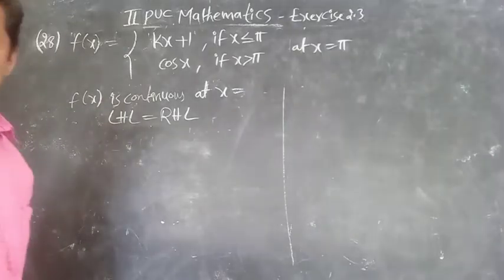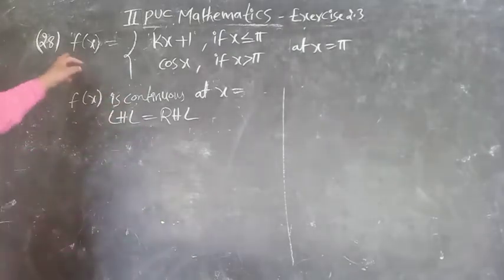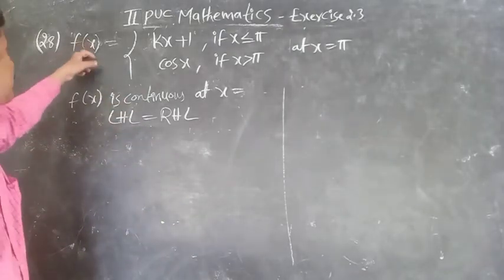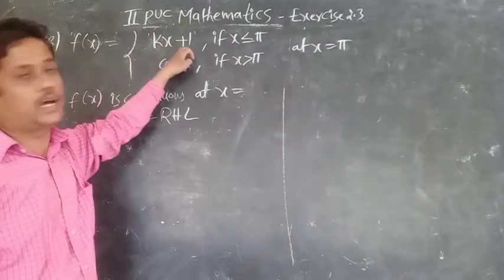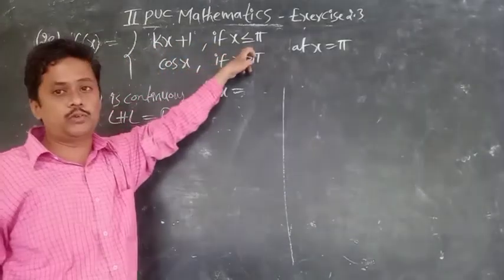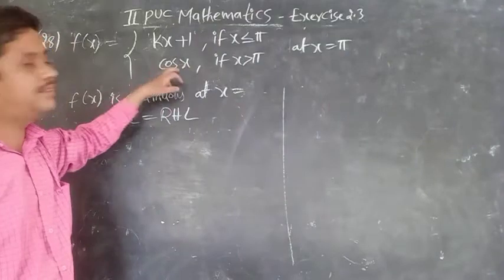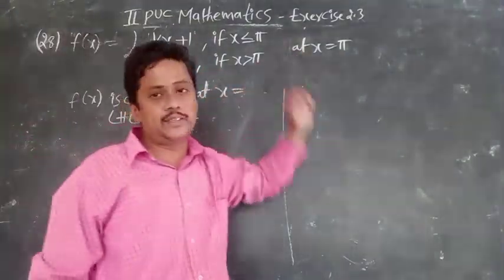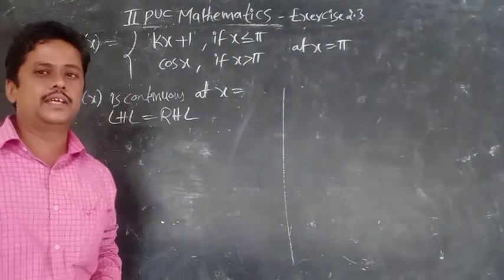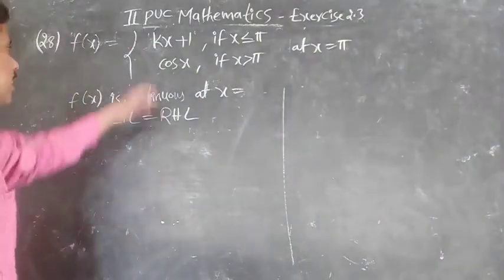See next, question number 28. So f of x is equal to kx plus 1 if x is less than or equal to pi, and cos x if x is greater than pi, is continuous at x equals pi. You have to find the k value.